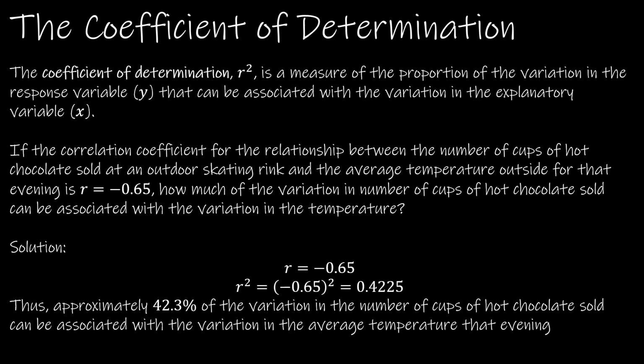That's less than half. So what else might be determining the changes in the average number of hot chocolate sold? Well, we don't know, and we don't have to know, which is the good thing. All we need to know is that 42.3% of those changes are accounted for by the changes in the temperature.